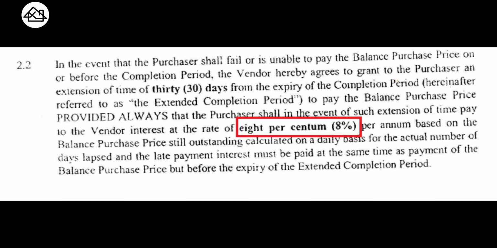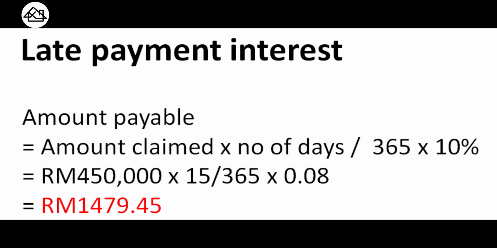The clause here says 8% per annum after the extended completion period. So what does this mean? Let's use an example of January. Let's just say January 1st to January 31st. They have 31 days, right? So this is the extended completion period. Let's just say the balance purchase price is in the bank on the 15th of January. For whatever reason, 15th of January. So the late payment interest will be calculated from 1st of January to 15th of January. And this is the calculation. This is how much you need to pay.